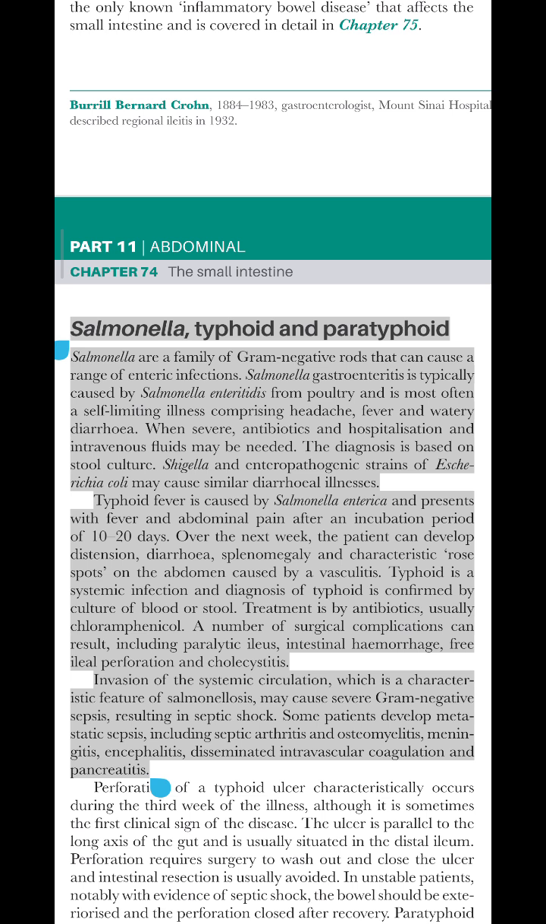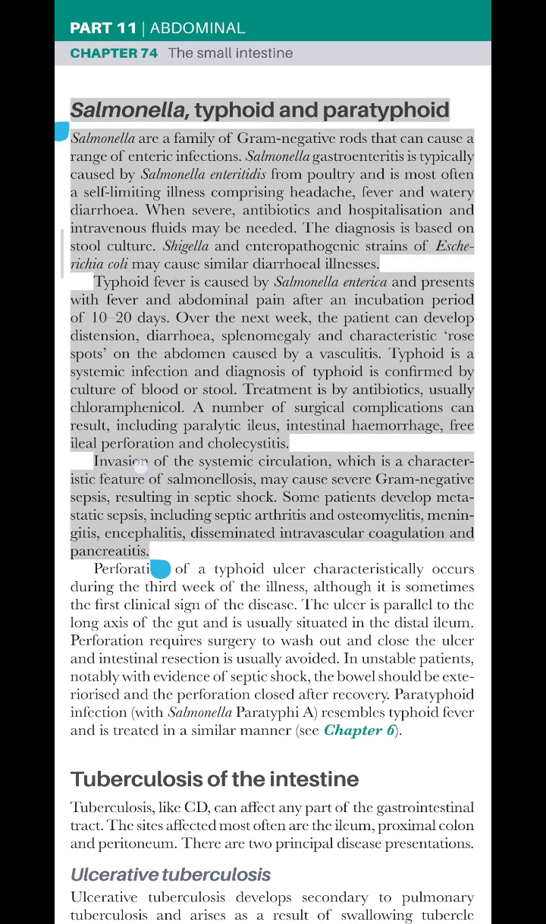Treatment is by antibiotics, usually chloramphenicol. A number of surgical complications can result, including paralytic ileus, intestinal hemorrhage, free ileal perforation and cholecystitis. Invasion of the systemic circulation, which is a characteristic feature of salmonellosis, may cause severe gram-negative sepsis, resulting in septic shock. Some patients develop metastatic sepsis, including septic arthritis and osteomyelitis, meningitis, encephalitis, disseminated intravascular coagulation and pancreatitis.